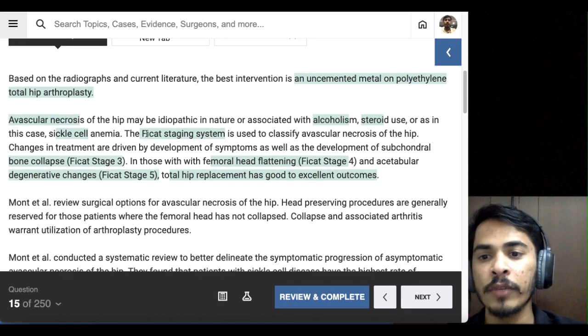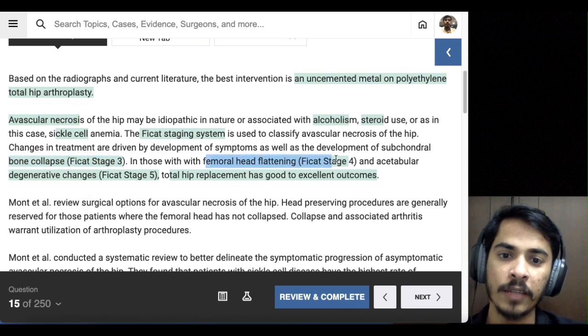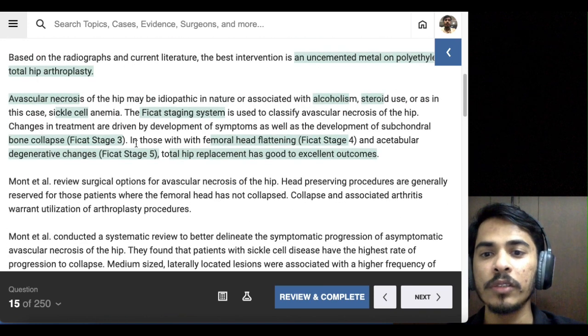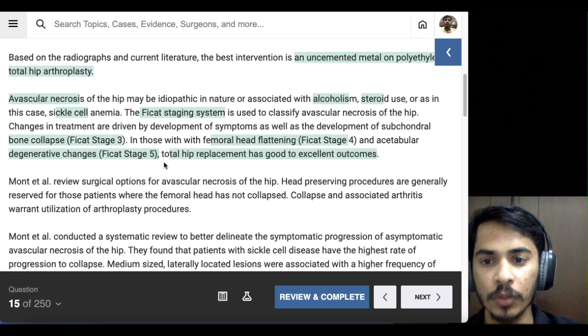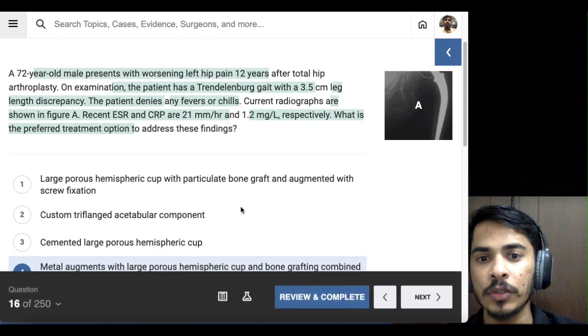So we have to understand the Ficat staging system also. If there is bone collapse, Ficat stage is 3. If there is femoral head flattening, it is stage 4. If it is bicompartmental, that is, if the acetabulum is also involved, it is Ficat stage 5. For stage 3, 4, and 5, and in both stage 4 and stage 5 in particular, we have to go for a total hip replacement. So next question.